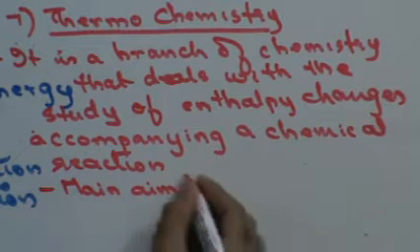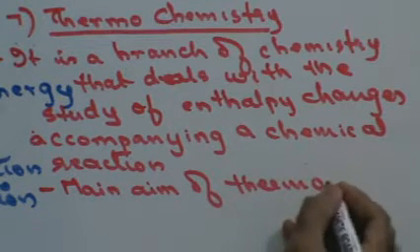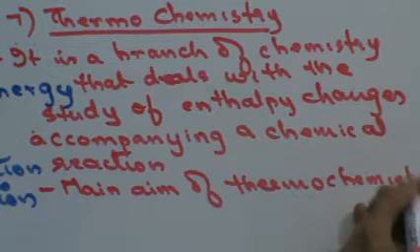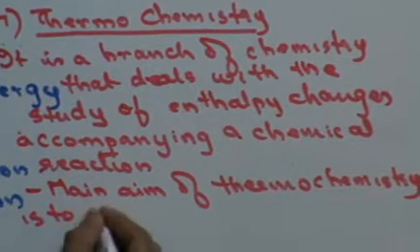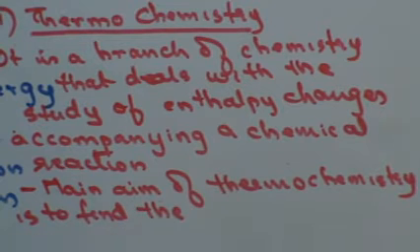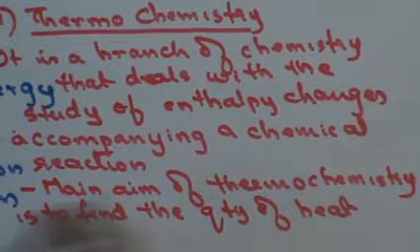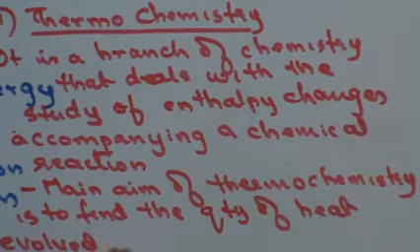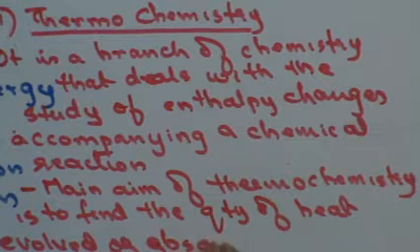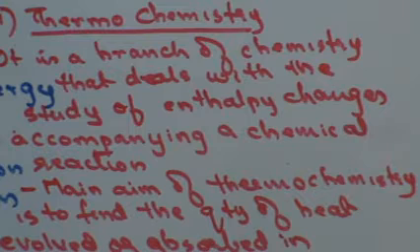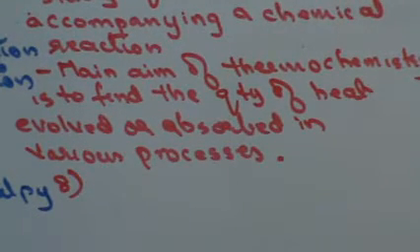Main aim of thermochemistry is to find the quantity of heat evolved or absorbed in various processes. That is what is thermochemistry. Next, let's see the different types of reactions that you have. What do we understand by an exothermic reaction?